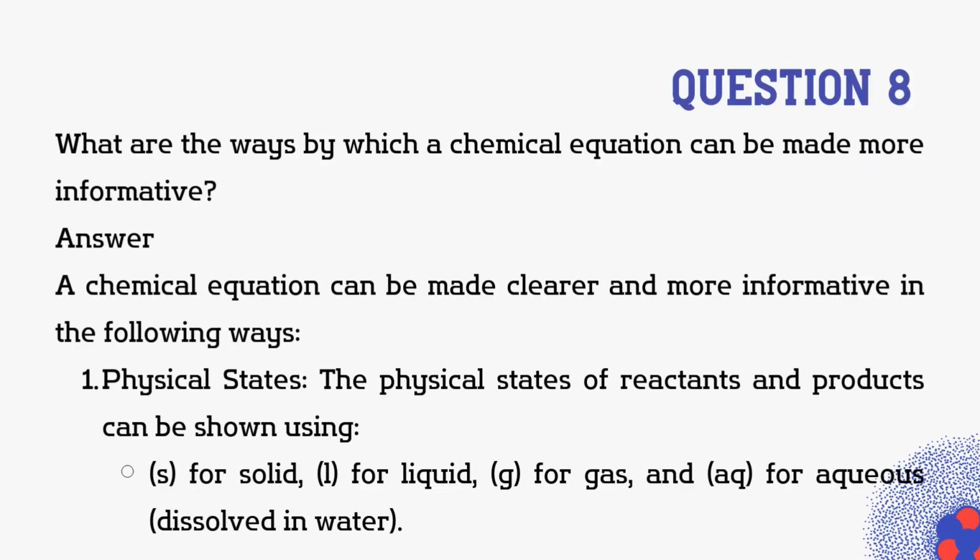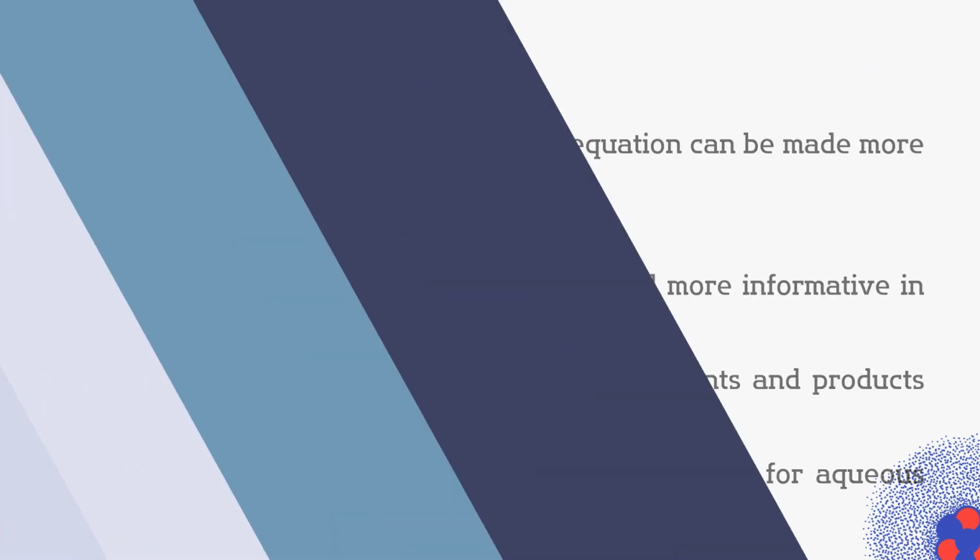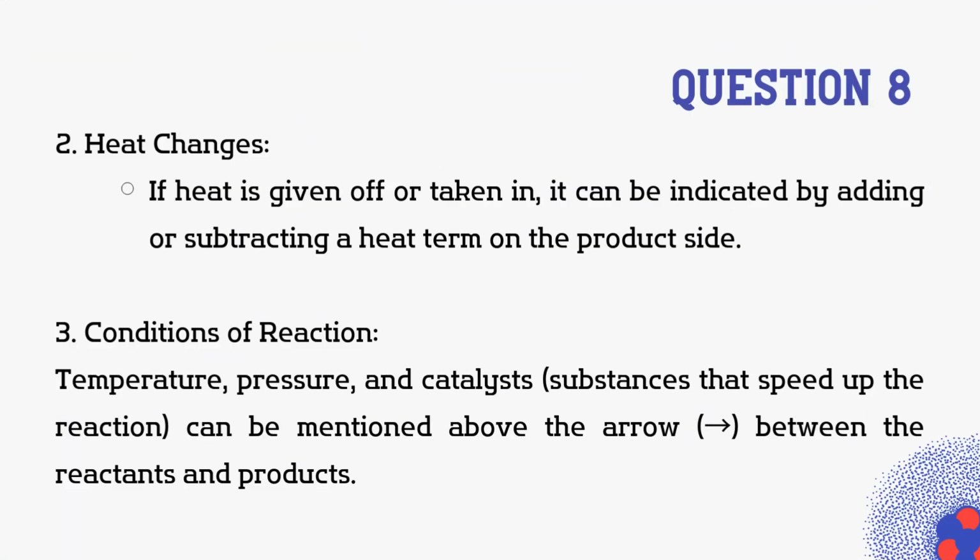Next question: what are the ways by which a chemical equation can be made more informative? Answer: a chemical equation can be made clearer and more informative in the following ways. 1. Physical states. The physical states of reactants and products can be shown using S for solid, L for liquid, G for gas, and AQ for aqueous, dissolved in water. 2. Heat changes. If heat is given off or taken in, it can be indicated by adding or subtracting a heat term on the product side.